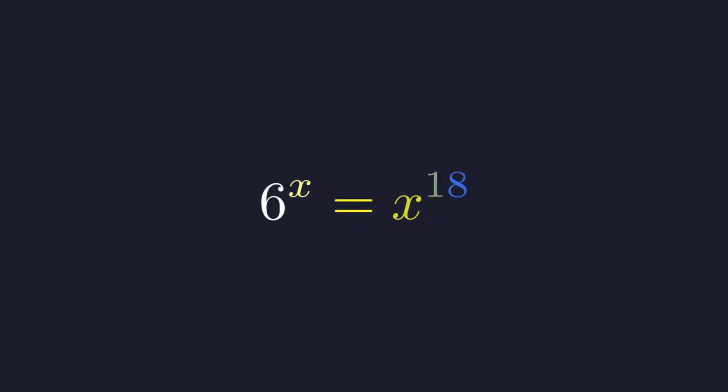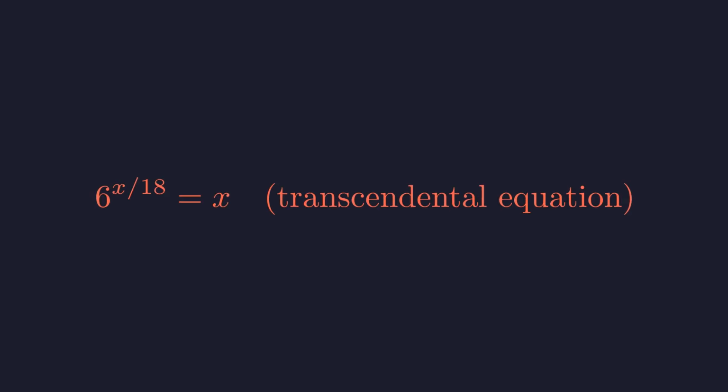Now, a natural question: are there other positive solutions hiding out there? Here's the challenge. This equation is what mathematicians call transcendental. The variable x appears both inside an exponent and by itself. Unlike polynomial equations, there's no algebraic formula that can solve this. We need to use graphical analysis and numerical methods.